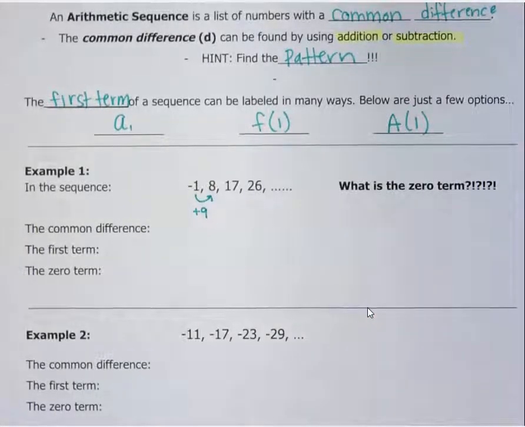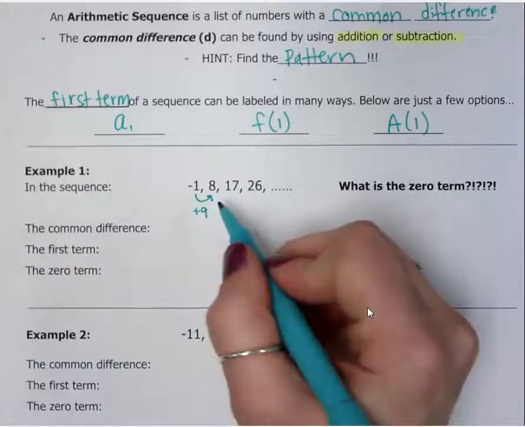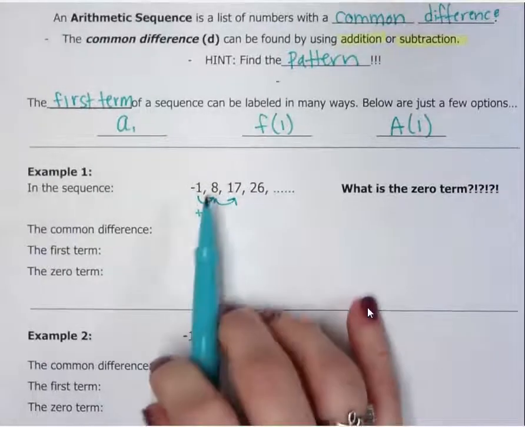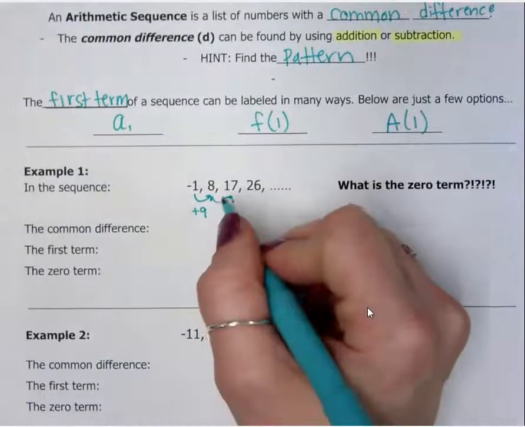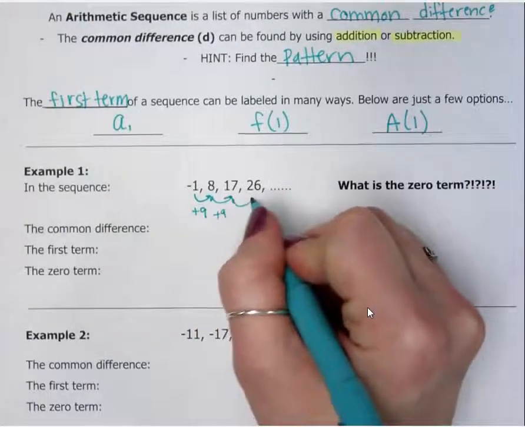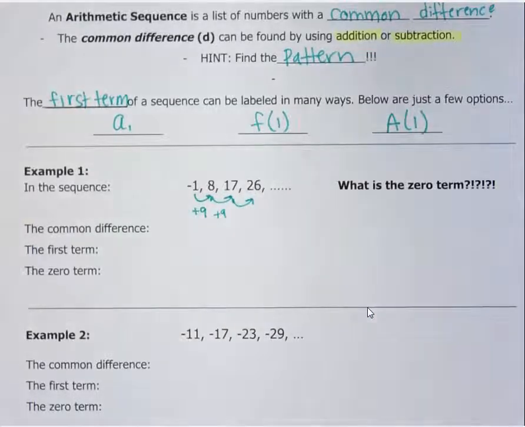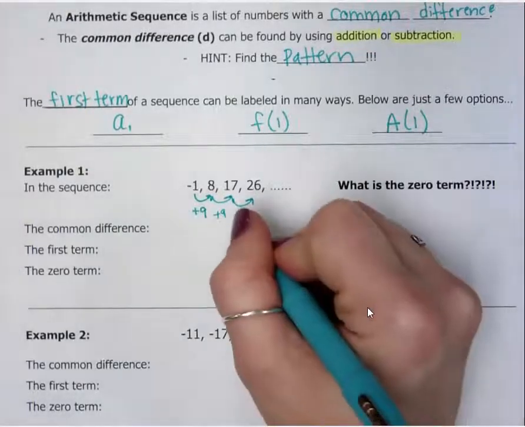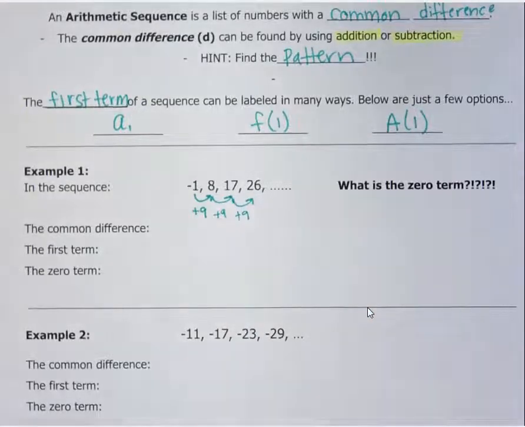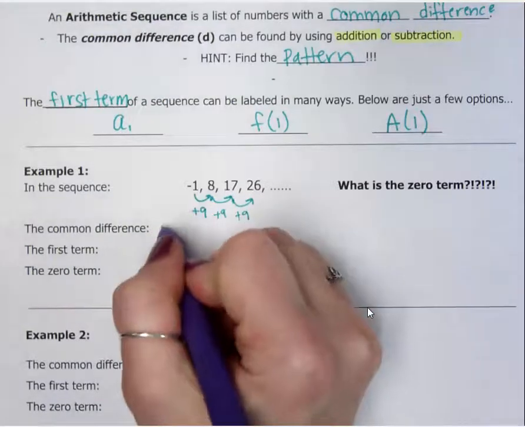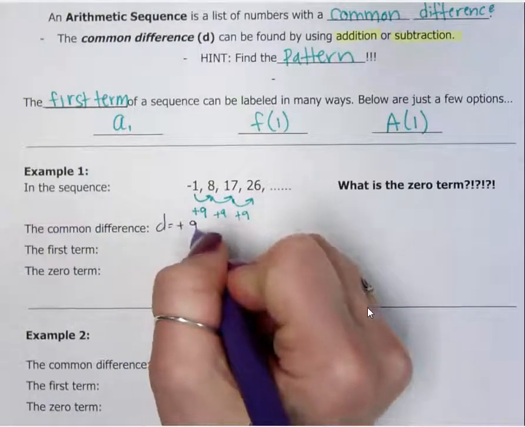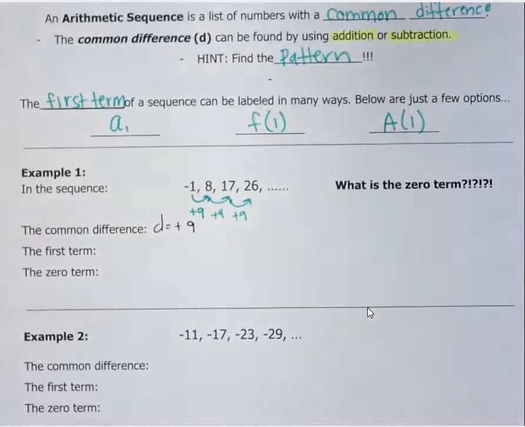I don't just want to assume, though, that it's always going to do that, because other sequences that are not arithmetic might not move that way. So we want to double check. Is 8 plus 9 going to give me 17? It will. And will 17 plus 9 give me 26? It will. So I've kind of checked all those. I'm feeling pretty confident about that. So my common difference here, I'm going to write D equals positive 9. I'm going up 9 each time.